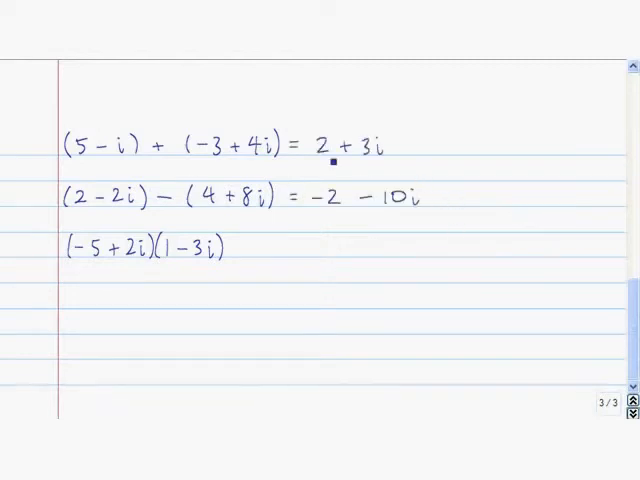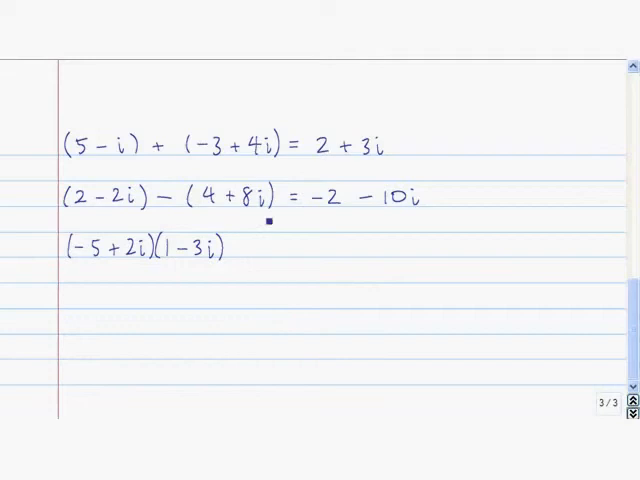Okay, for the first one you should have gotten 2 plus 3i, because 5 minus 3 is 2, and negative i plus 4i is 3i. Here you have 2 minus 4 is negative 2, and negative 2i minus 8i is negative 10i.